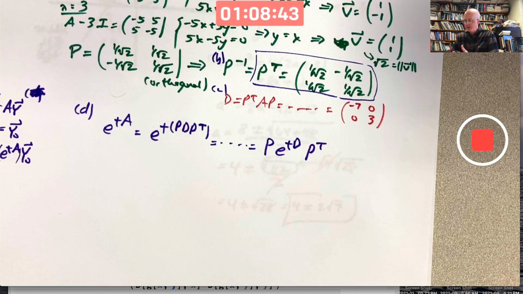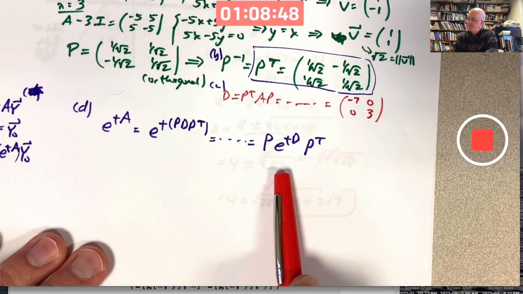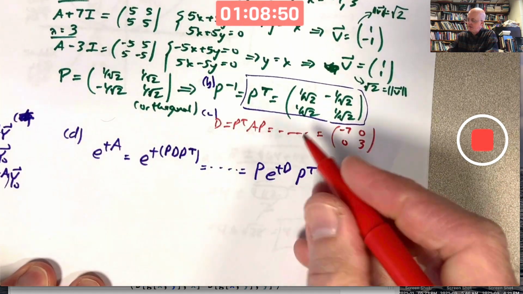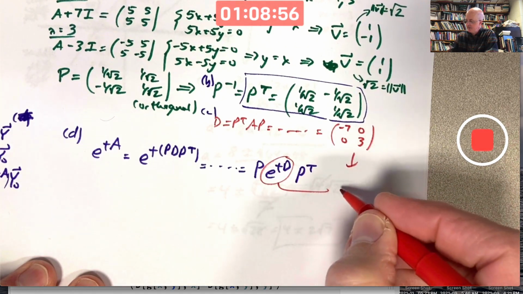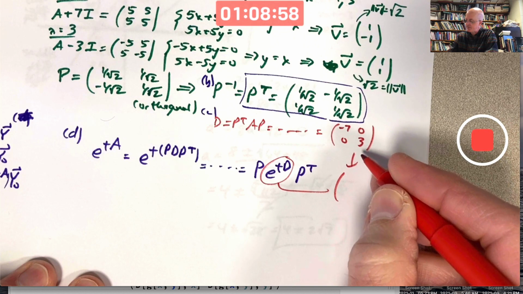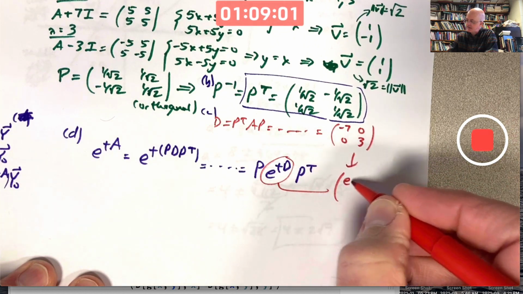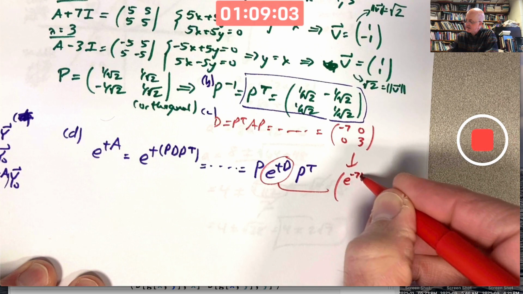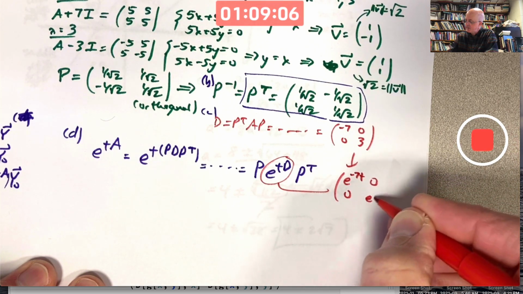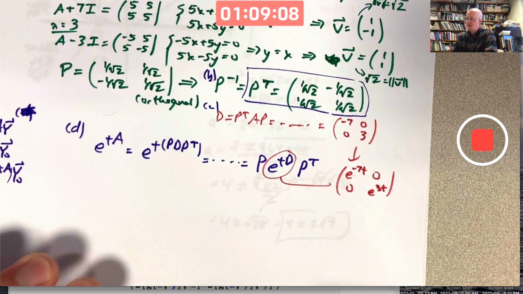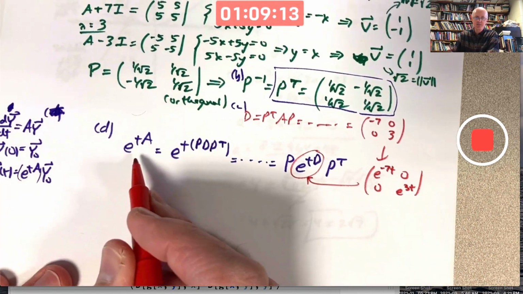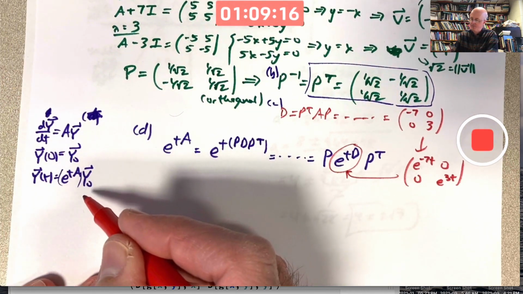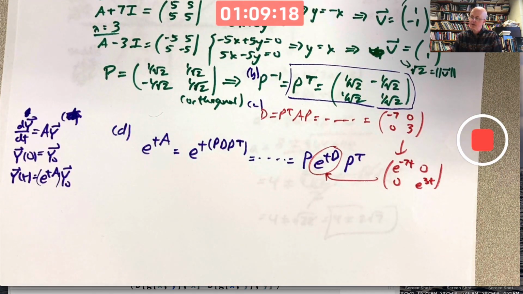I will comment before we do part E that e to the tD is easy to calculate. It turns out that because D is diagonal, this is easy to calculate. You just take D and you make the -7 and the 3 part of the exponent of e as well as t. e to the -7t, 0, 0, and e to the 3t turns out to be what this matrix exponential equals. And then you do this multiplication to find this matrix exponential, and then that helps you solve the initial value problem. That is the purpose of it all.